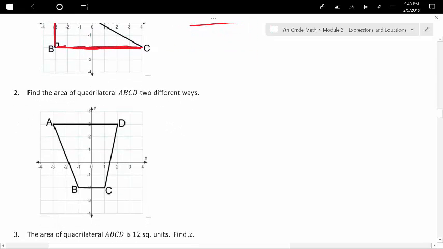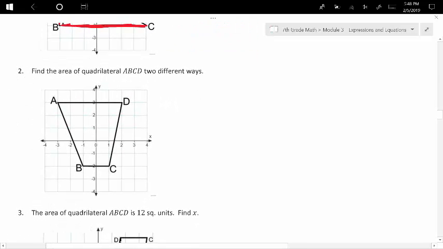Okay. So let's go to number 2. So we have this quadrilateral called ABCD, and they want us to be able to show how we can find the area 2 different ways. I'm not too concerned about finding 2 different ways. If you want to challenge yourself, you can. So, you know, that's kind of your decision on that.